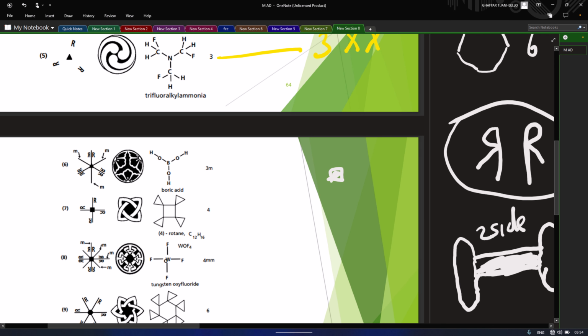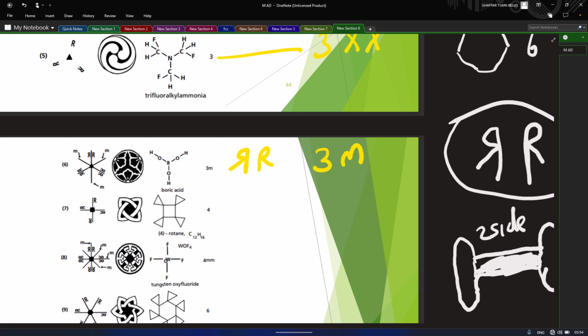Then for this one, again, remember the first one to look at is the number. We have a triangle, so we know it is 3, right? Then for the alphabet, we can see a mirror that looks like this, so we put an M there on our second line of A. Then for the third line of A, do we have any dumbbell? No, we don't have a dumbbell.